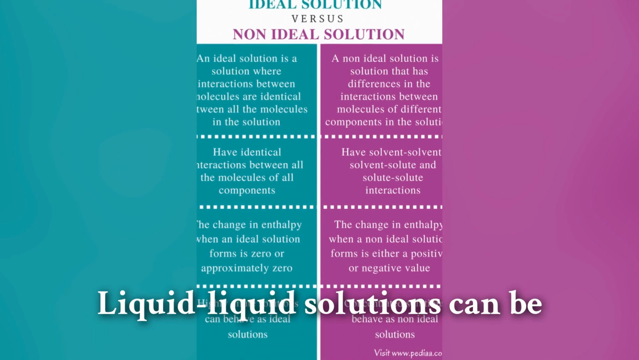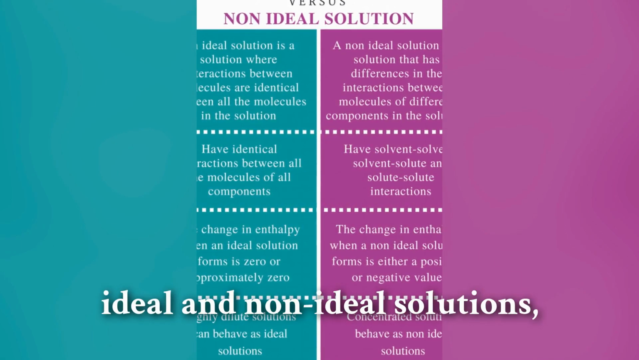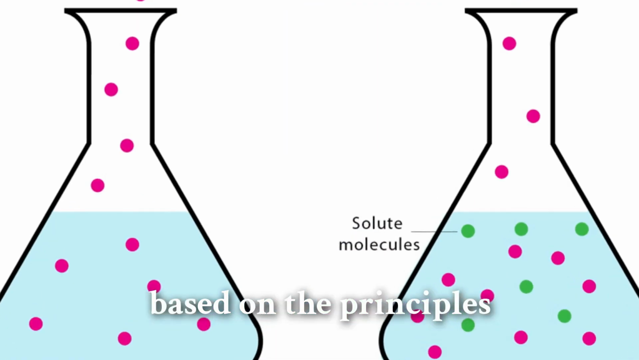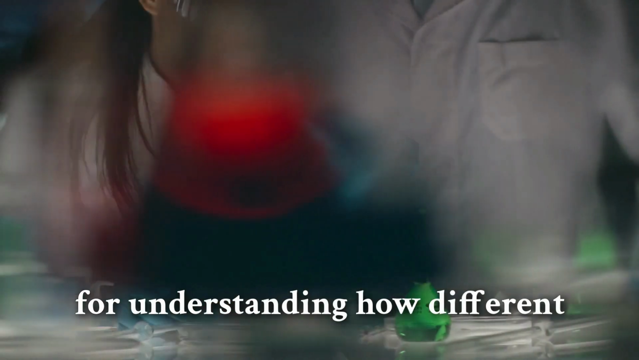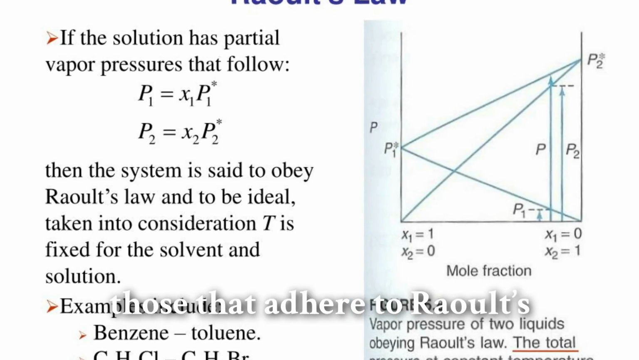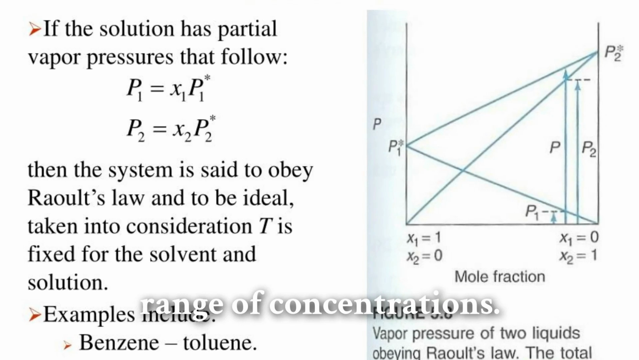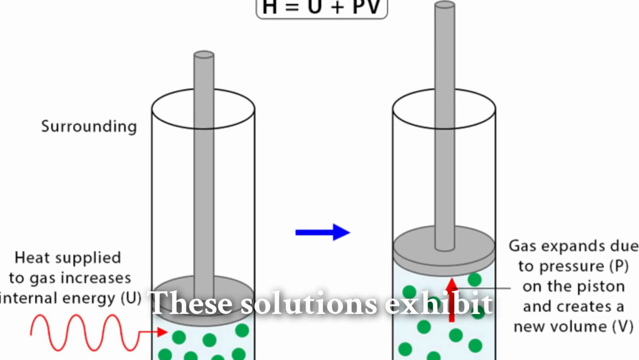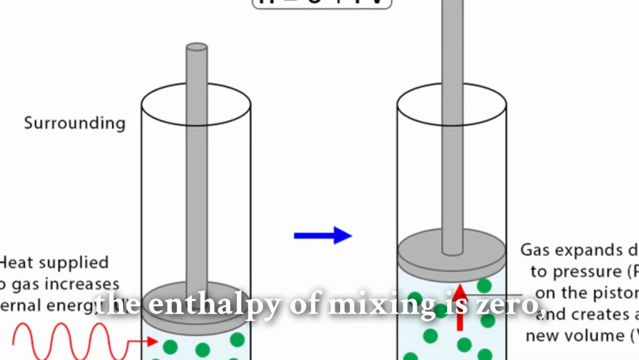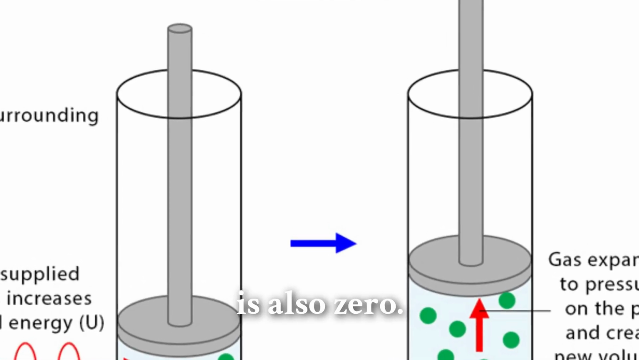Liquid-liquid solutions can be categorized into two primary types, ideal and non-ideal solutions, based on the principles of Raoult's law. This classification is essential for understanding how different solutions behave under various conditions. Ideal solutions are defined as those that adhere to Raoult's law throughout the entire range of concentrations. These solutions exhibit two key properties. The enthalpy of mixing is 0, and the volume of mixing is also 0.